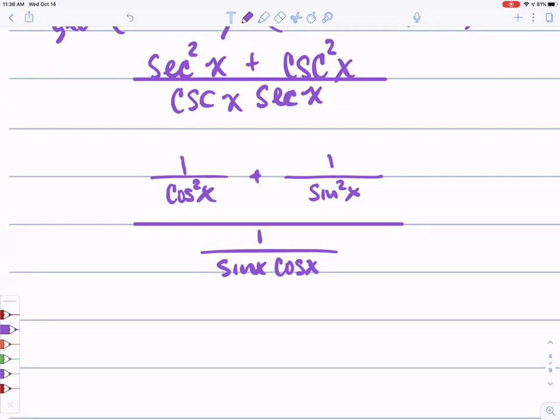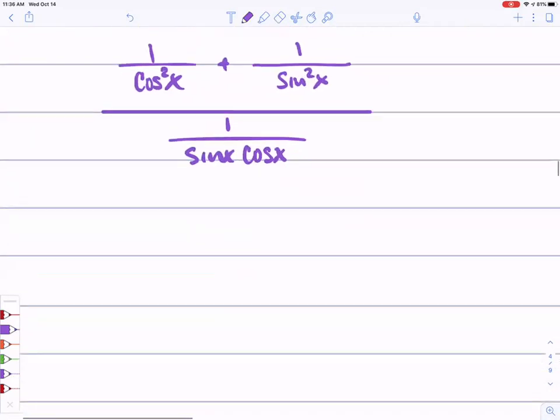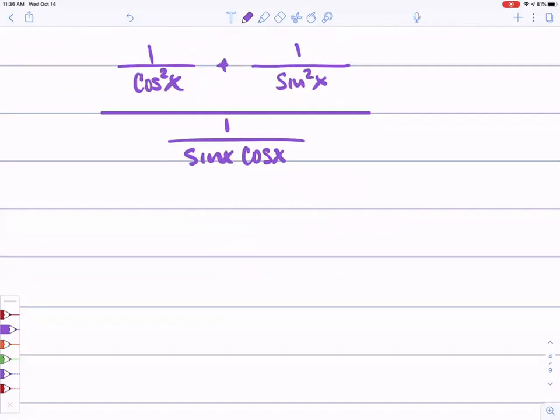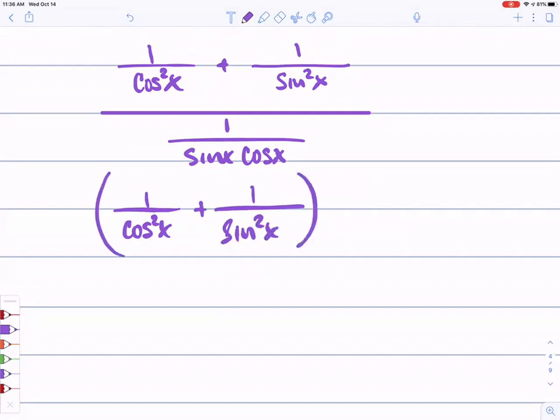What would be your suggestion? Just think old math. Okay, so let's get the reciprocal. Multiply by the reciprocal. So we've got 1 over cosine squared plus 1 over sine squared. And that's going to all be multiplied by sine of x cosine of x over 1. Do we really need that over 1? You can put it if you want it. It's fine. But it's not necessary.